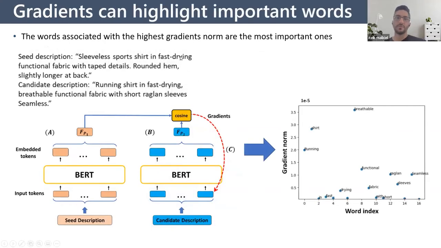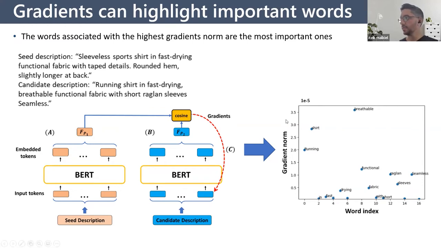So let's take a look at the following example. Given a representative seed item and a match recommendation, we can visualize the gradient's norm of the recommended item description calculated with respect to its cosine similarity with the seed item. The words associated with the highest norm values are considered to be the most important words in the description.